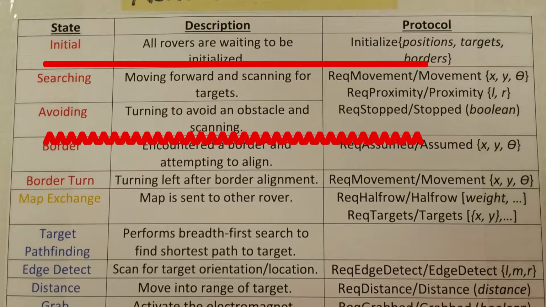One of the messages is the movement message. This includes the X, Y, and angle of the rover at any given time. It's provided by the movement module to the sensor module, so it can keep track of where it is when providing sensor data to the worldview. Next is the proximity message. This allows the sensor module to tell the movement module exactly how far away the object in front of it is, so it knows when to turn.